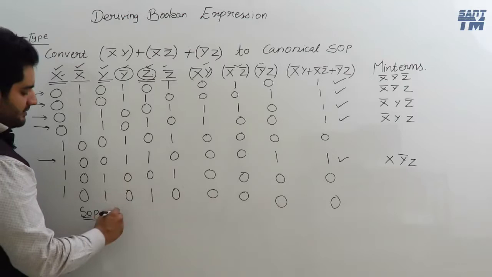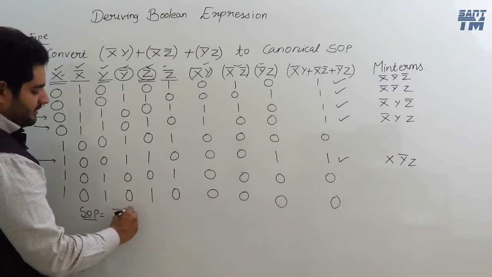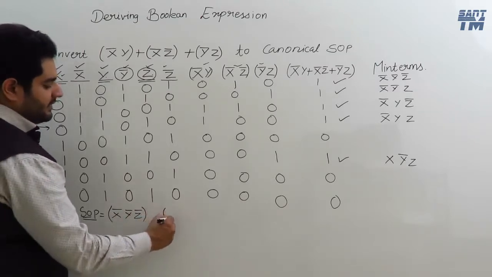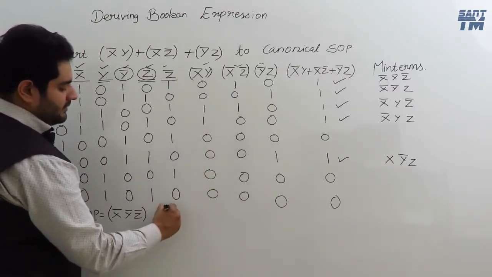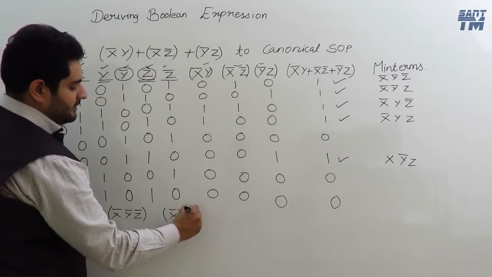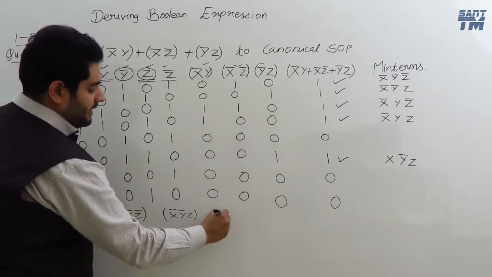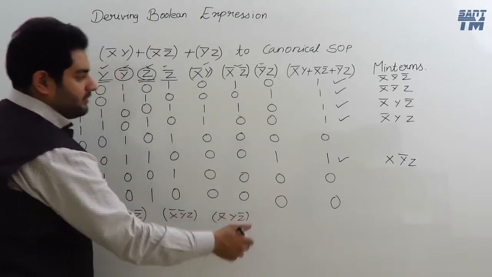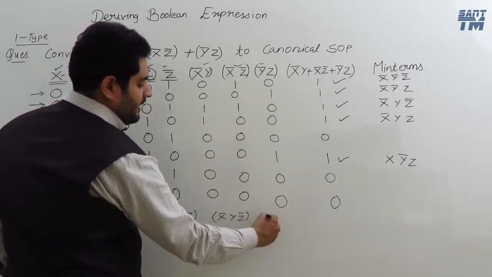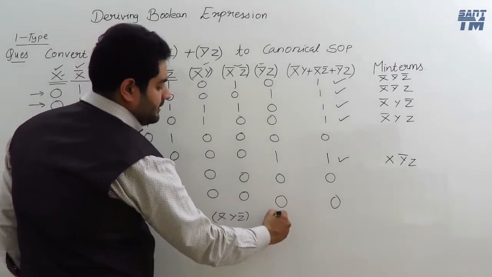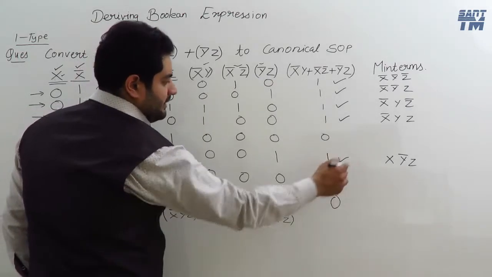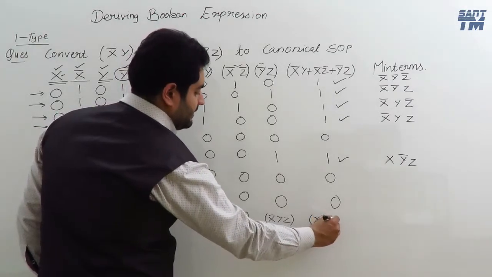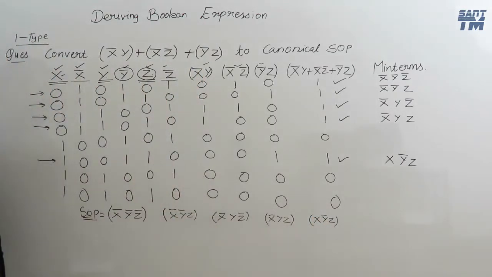Our minterms are, first minterm is x bar, y bar, z bar. This is one minterm. Second minterm is x bar, y bar, z. Third minterm is x bar, y, z bar. Fourth minterm is x bar, y, z. Last minterm is x, y bar, z. So these are all the minterms that we got.